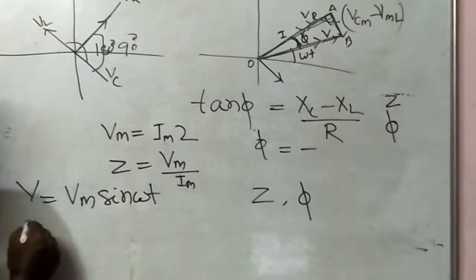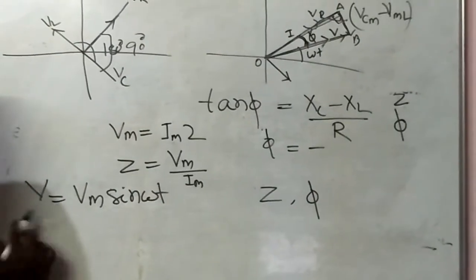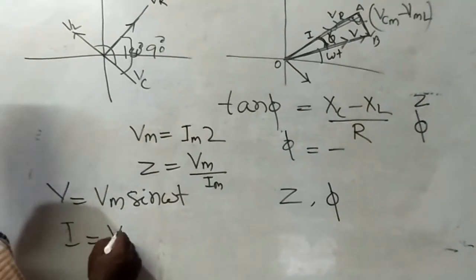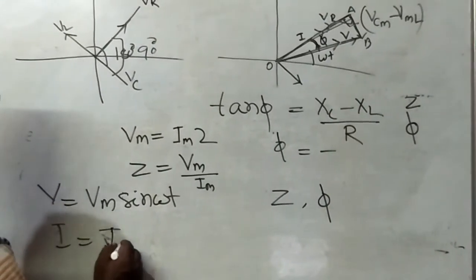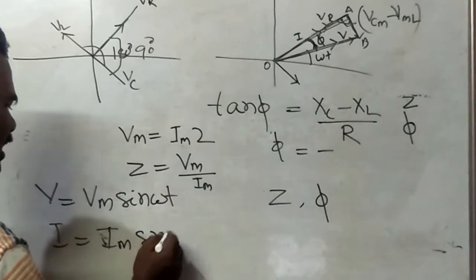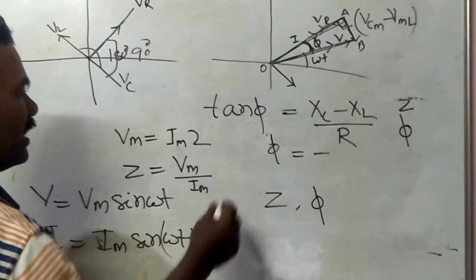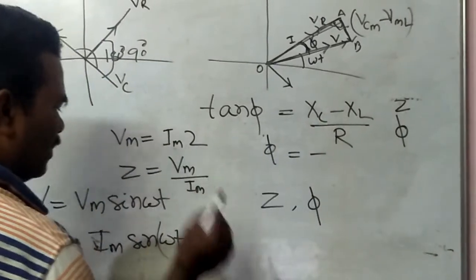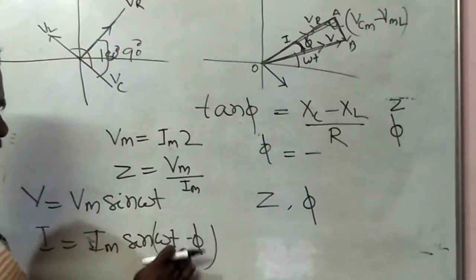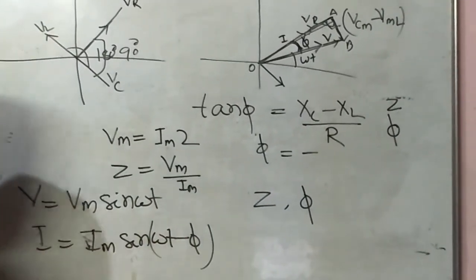So our final equation: suppose V is equal to Vm sin omega t. Then in a series LCR circuit, I will be Im sin omega t plus phi. If it is a capacitive circuit, this is plus phi. If it is an inductive circuit, it will be minus phi. Thank you.